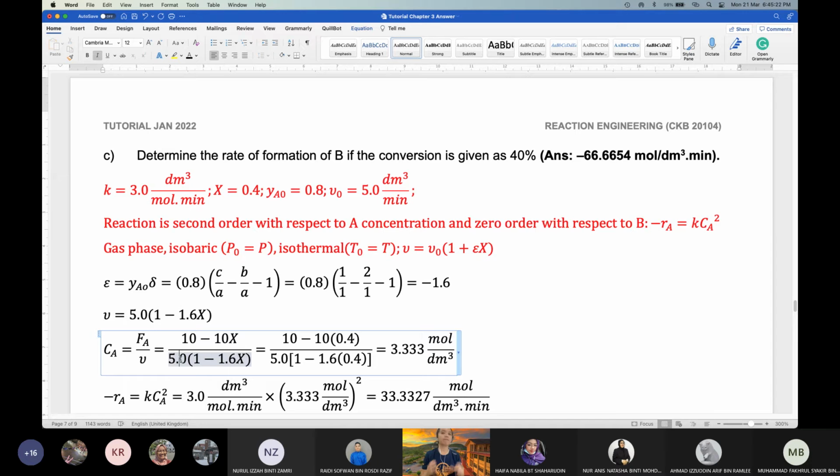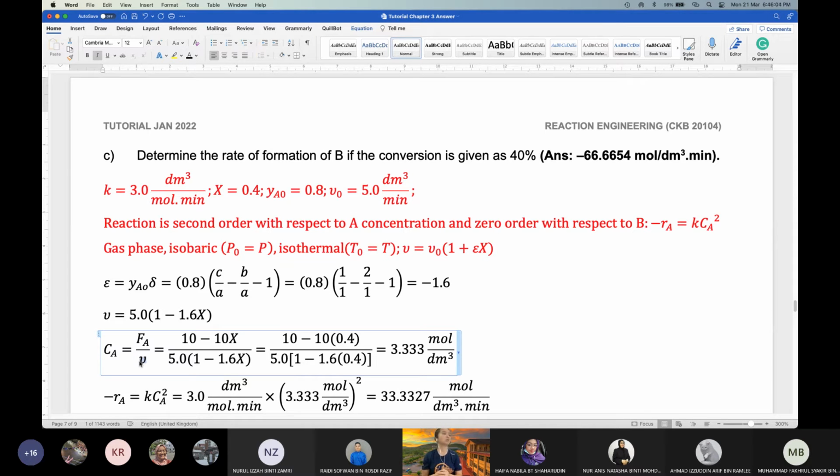Okay, so how do we do this? We want to find CA. So CA equals the outlet molar flow rate of A divided by the outlet volumetric flow rate. This is the same as for liquid. It must be outlet concentration, outlet molar flow rate, outlet volumetric flow rate. The only difference now is that the outlet volumetric flow rate is no longer equal to the inlet for gas. Again, I repeat, the problem is that the outlet volumetric flow rate of gas is not equal to the inlet volumetric flow rate. We now have to find the new outlet volumetric flow rate.